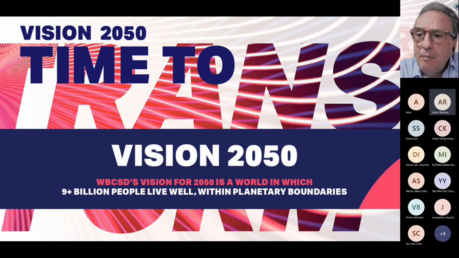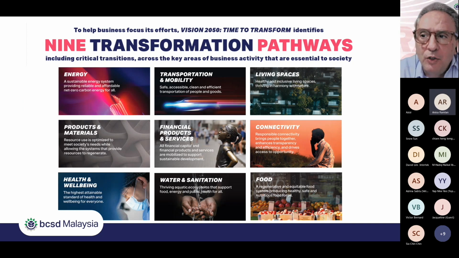And basically, it's a vision of a world in which 9 billion, actually it's going to be 10 billion people roughly, will be able to live well and within the planetary boundaries by mid-century, by 2050. So this is what we are aiming towards. Within this Vision 2050, we have identified 9 pathways that require huge transformation, really transformation to a level, to a magnitude, and to a speed. Actually, it has to be implemented at a pace that we've never seen before.